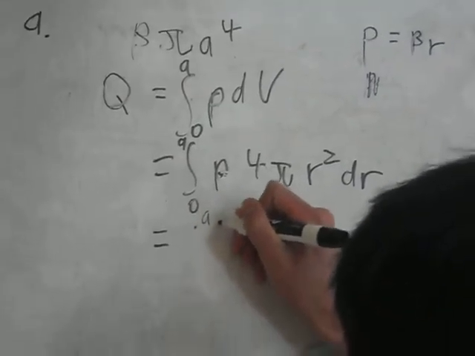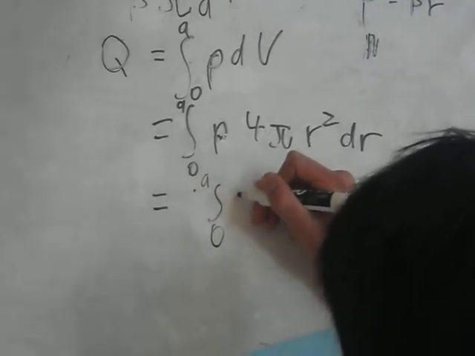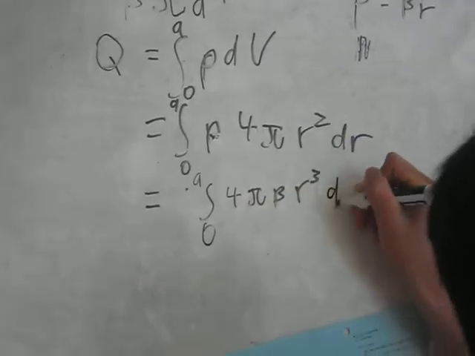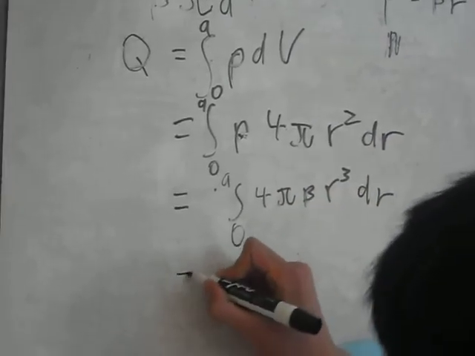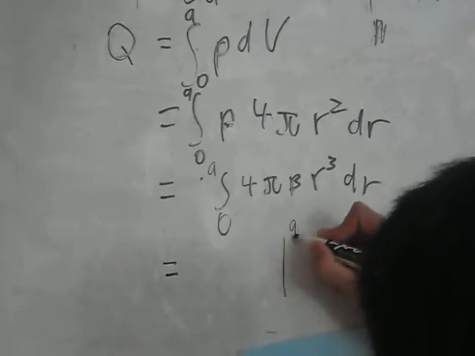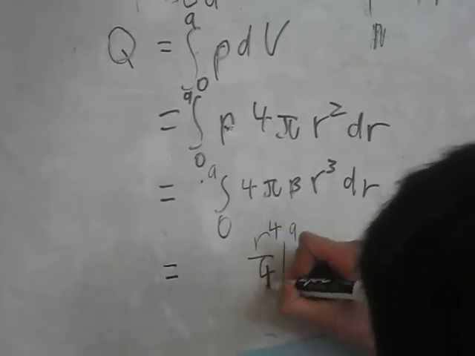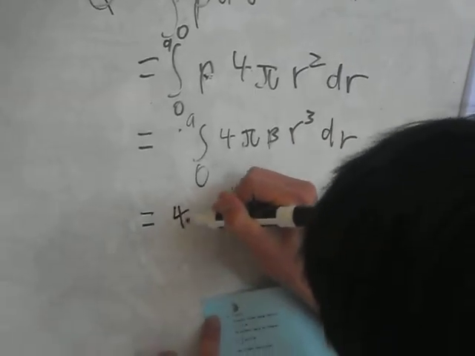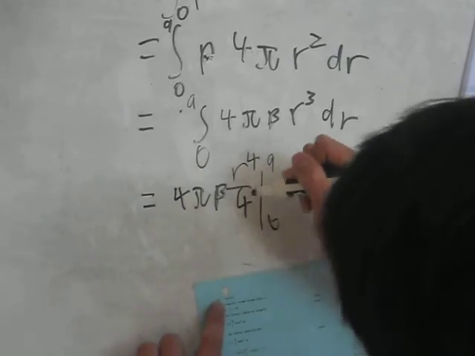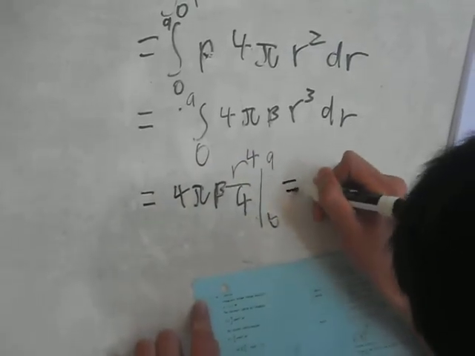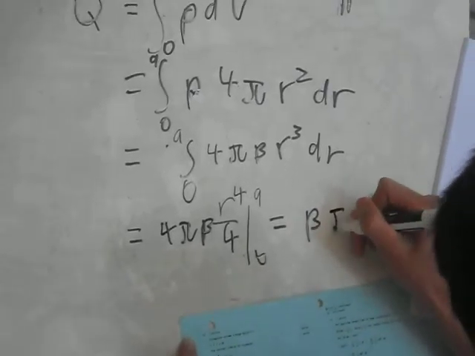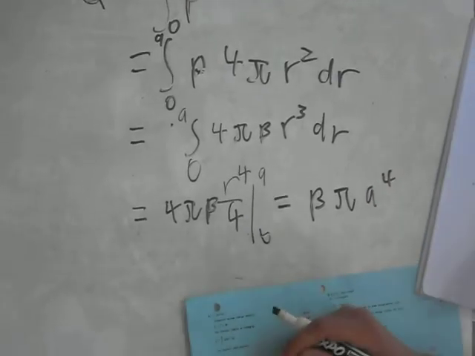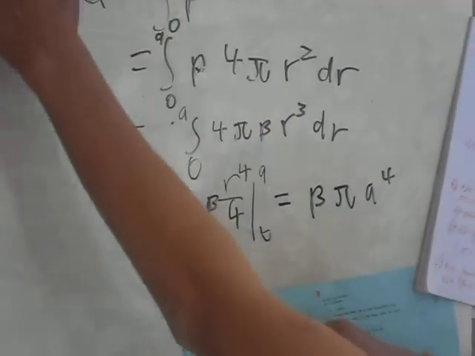So you just turn that into the integral from A to 0 of 4 pi beta r squared dr. And then you just solve for the integrand, and you get this times 4 pi beta, and this is just equal to pi beta A to the fourth, which is what we wanted. Alright, so that's how you do problem A.